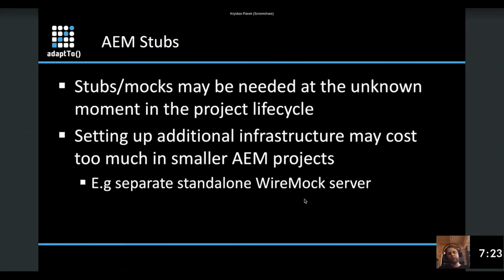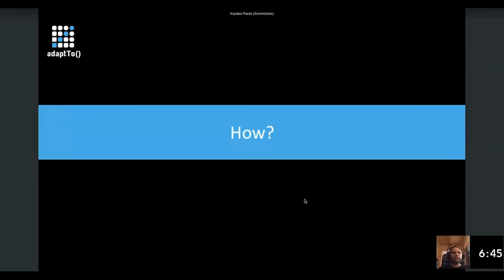So what to do with such situations? We could start thinking about stubbing and mocking. As my case shows, we could need mocks at an unknown moment in the project lifecycle. So it is a problem, especially for smaller AEM projects, because in bigger AEM projects, we could have enough resources, we could have software engineer support to set up a standalone mocking server, and so on. But in smaller AEM projects, we could not have such resources. So what to do in such situations?